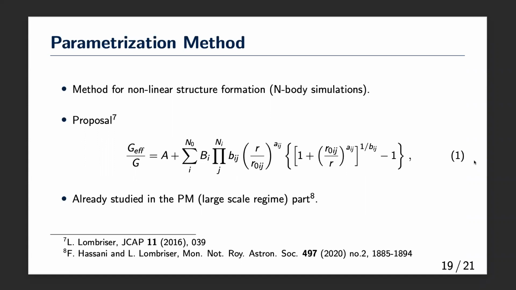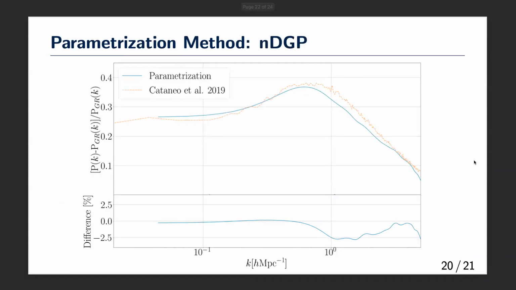This was already studied in the large-scale regime part. What we are doing with Marco is trying to extend this to a code called Gadget, where we also have the small-scale part. For those who know Gadget, this means that the PM part is already implemented, like they did in the previous work. But here, what we are doing is implementing the tree part, so the part at small scale. Here you can see a model of nDGP and the boost given by our modified gravity model, so the difference with respect to GR results.